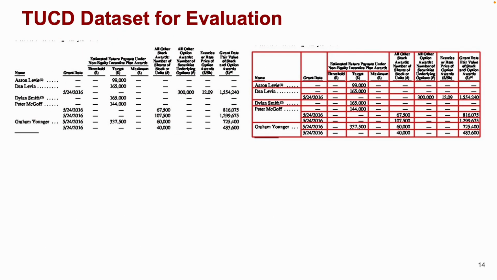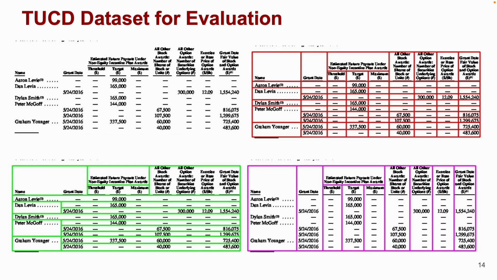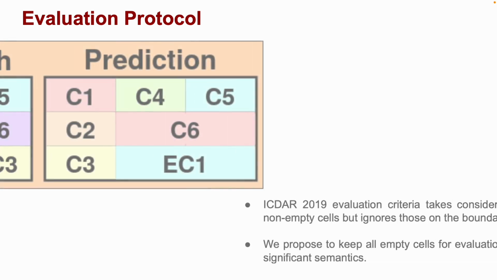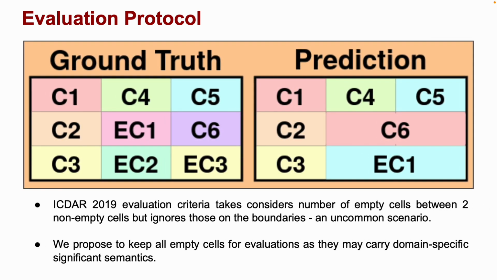Most datasets provide cell annotation as the smallest rectangular bounding box that encapsulates its content. In order to achieve a more robust evaluation, we introduced TUCD dataset consisting of 4,500 table images with human cognition-inspired annotations for cells, rows, and columns that adhere to alignment, continuity, and non-overlapping constraints. We also propose to consider all empty cells, including those on the boundaries, for evaluation, as they more often than not contain important semantic information. In the example here, EC2 and EC3 are 2 empty cells that would not have been penalized if empty cells were not taken into account.